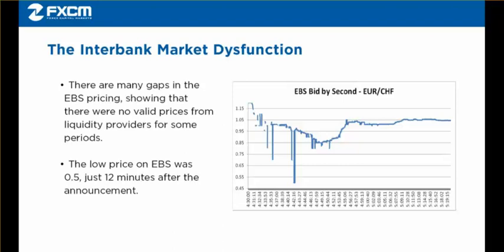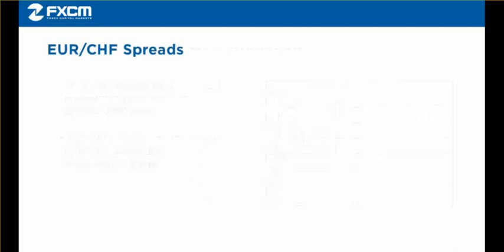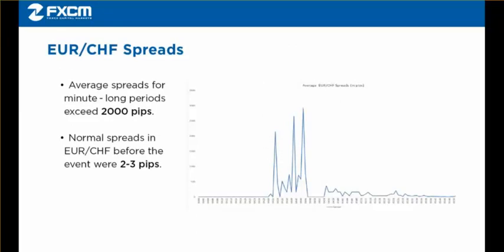The volatility was so severe on EBS, bids as low as 0.5 were being quoted within minutes of the announcement. For a 2-minute period, consecutive prices were bouncing between 0.5 and 0.95. This is almost 100 times the daily normal range for Euro-Swiss. Average spreads for minute-long periods exceed 2,000 pips. Normal spreads in Euro-Swiss before this event were 2 to 3 pips.